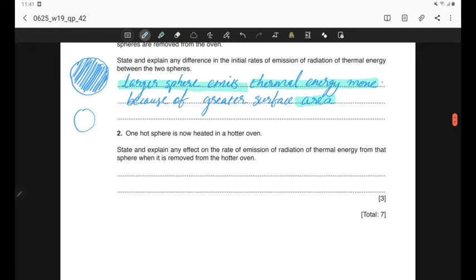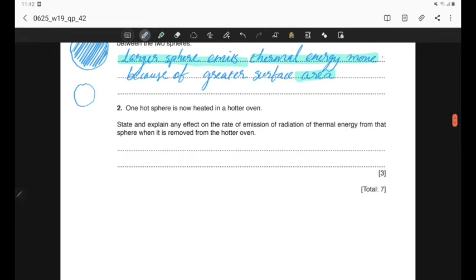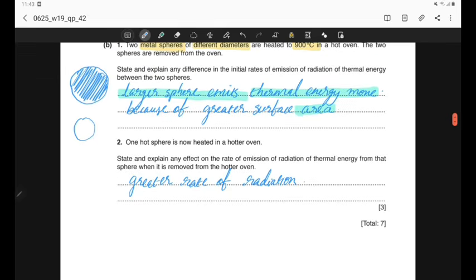Part 2. One hot sphere is now heated in a hotter oven. State and explain any effect on the rate of emission of radiation of thermal energy from that sphere when it is removed from the hotter oven. So the sphere was already hot and additionally we have kept it in a hotter oven. So the temperature of the sphere will be even more than the initial case. So with more temperature, when you take it out, it will radiate more heat. So we can write down greater rate of radiation and you will get 1 mark. So the total is 3 marks for part B.